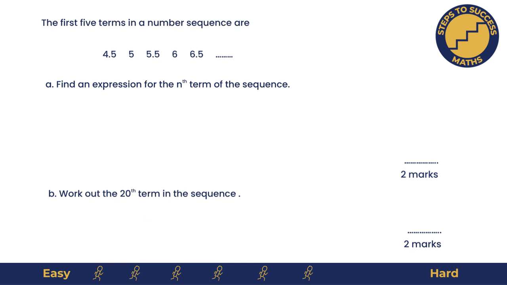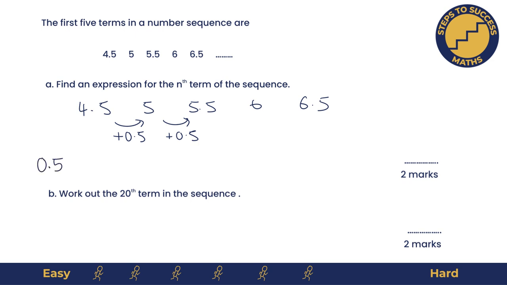The first 5 terms in a number sequence are 4.5, 5, 5.5, 6, 6.5. Find an expression for the nth term of the sequence. So what does it go up by each time? We start with 4.5, then we go to 5. So that's plus 0.5, then to 5.5, plus 0.5, then to 6. So you can see it goes up by 0.5 each time. So this time we need to write down the 0.5 times table, or 0.5n.